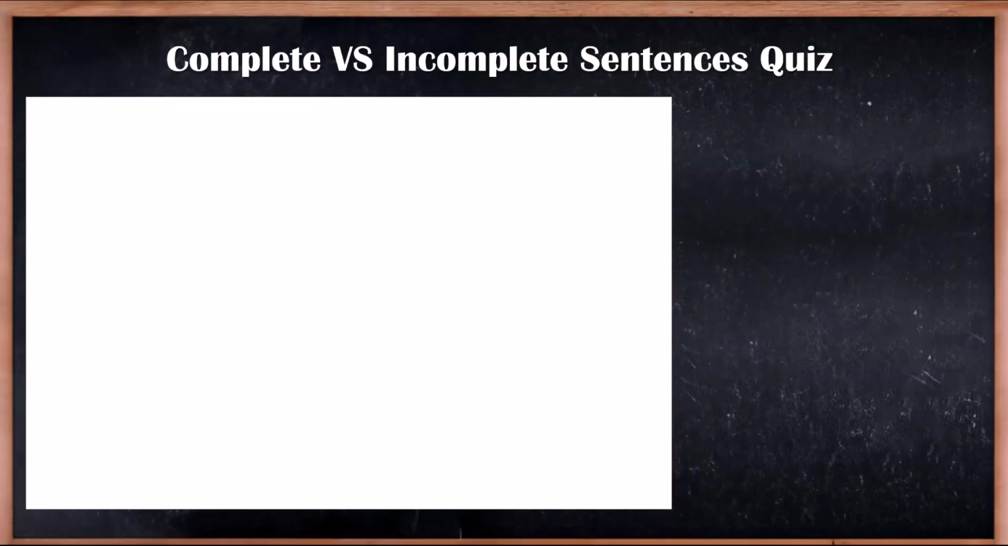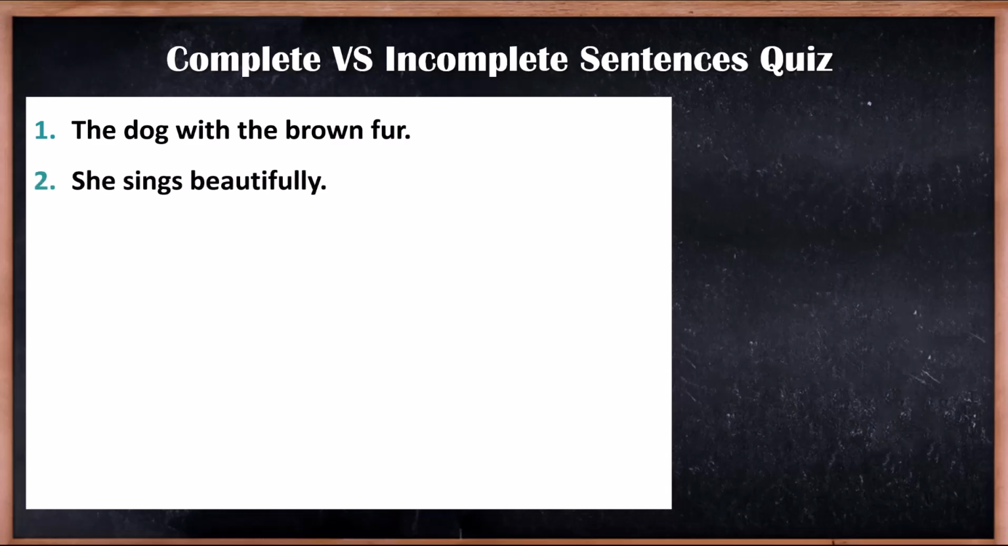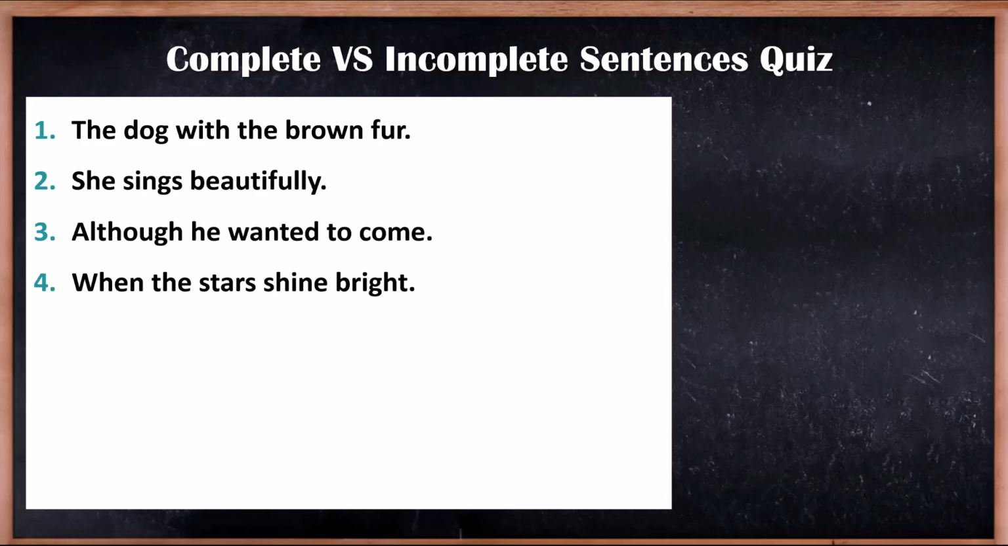Now we're going to do a quiz. I will read 8 different sentences, and you must identify if they are fragments or complete sentences. Number 1, the dog with the brown fur. Number 2, she sings beautifully. Number 3, although he wanted to come. Number 4, when the stars shine bright.